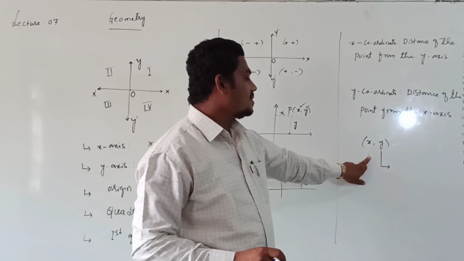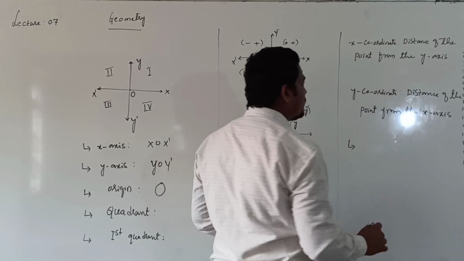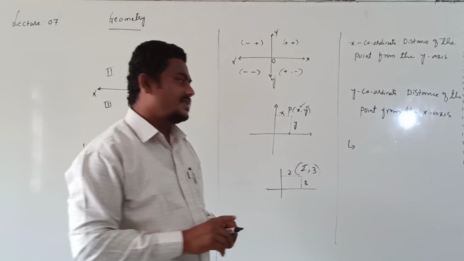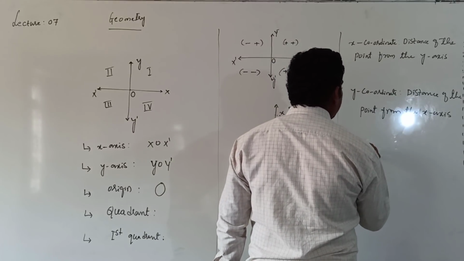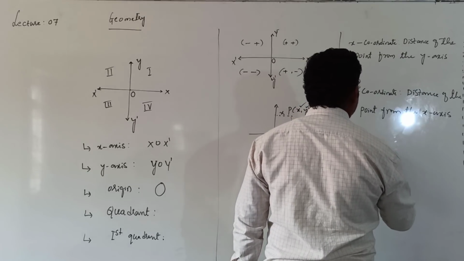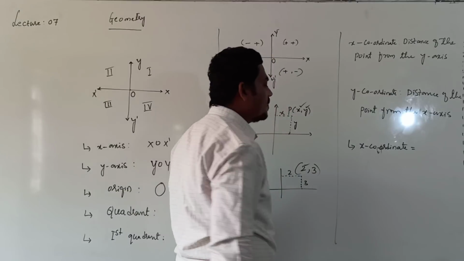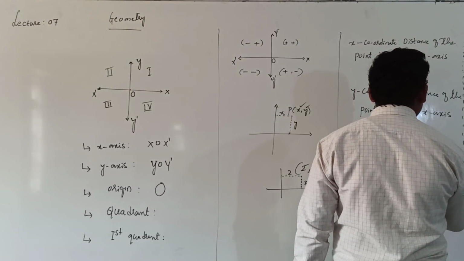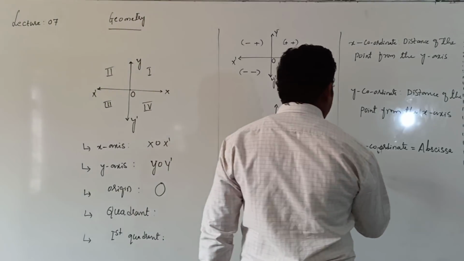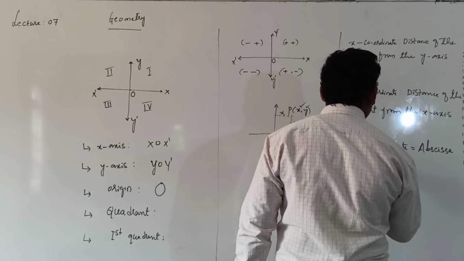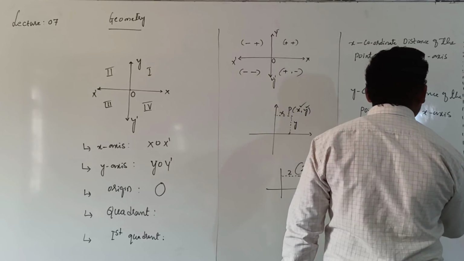The x coordinate is also known as the abscissa. The x coordinate of the point is also known as the abscissa. Then what is the y coordinate? The y coordinate is also known as the ordinate, simply ordinate.